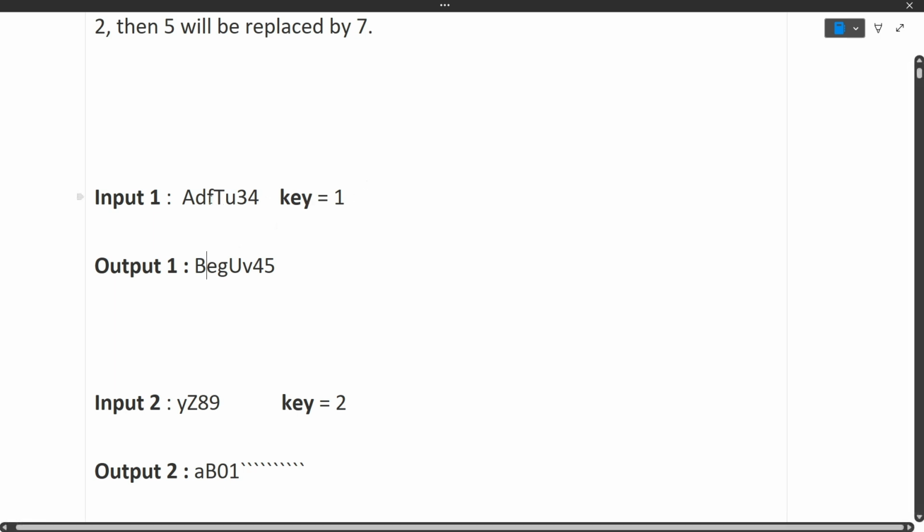Okay, so F will become G, T plus 1 will become U, U plus 1 will become V, 3 plus 1 will become 4, and 4 plus 1 will become 5. So this is one of the examples when our key is 1.